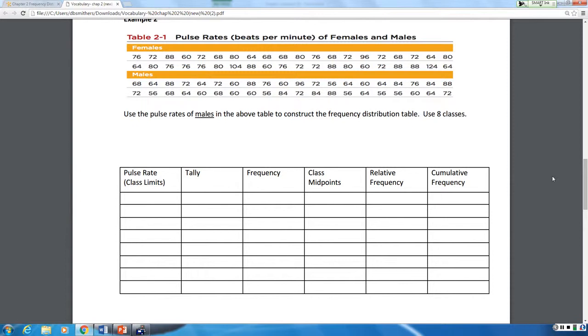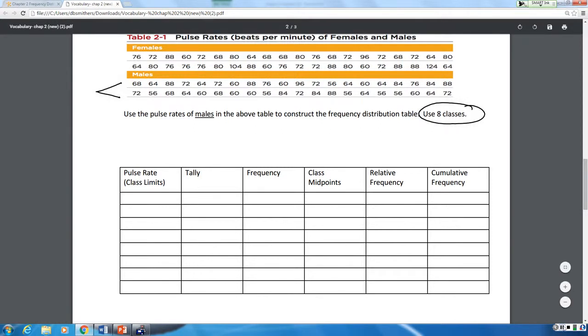So here is what I want you to do. If you need a quick break, you can do it now in a second, okay? I'm going to pause Tegrity. I want you now to use the male data. So you're going to use those two rows. You're going to use how many classes? 8. So your first step is to find the what? Class width. Yes, that's your first step. And then you will build and work through this. You can work with a neighbor. You can ask me questions. I'm going to pause Tegrity.